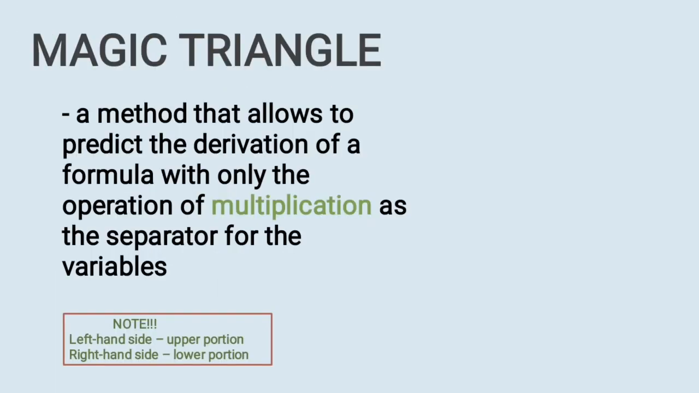Okay, are you familiar with the magic triangle? A magic triangle, by definition, is a method that allows you to predict the derivation of a formula with only the operation of multiplication as the separator for the variables. Take note of the word multiplication here. Okay, note that the left-hand side is the upper portion and the right-hand side is the lower portion.